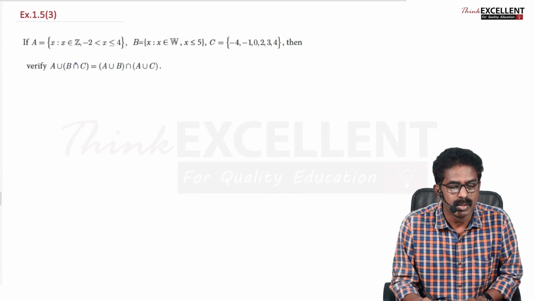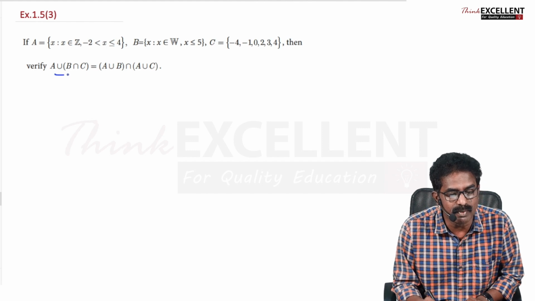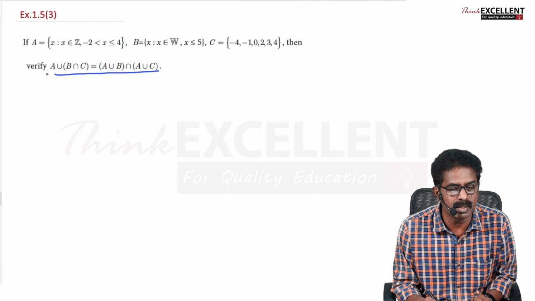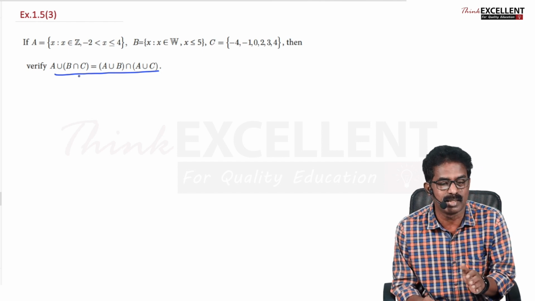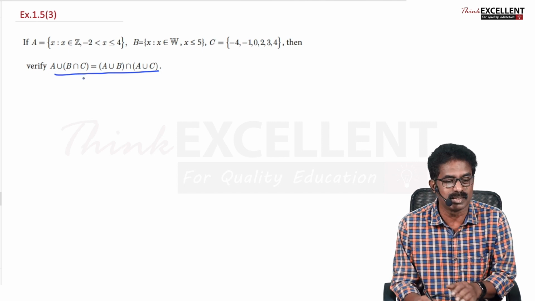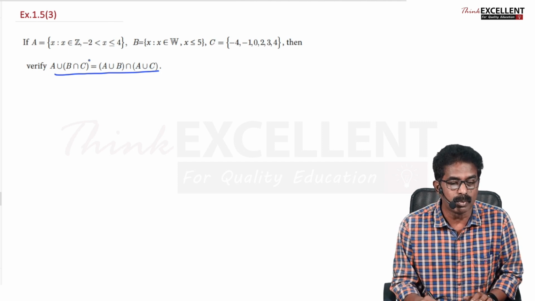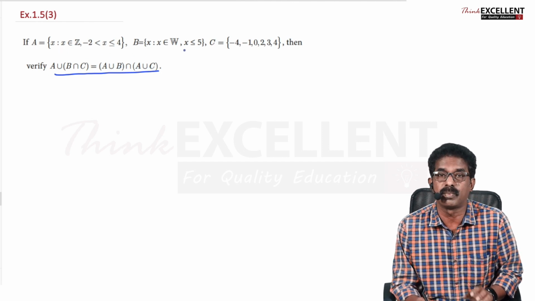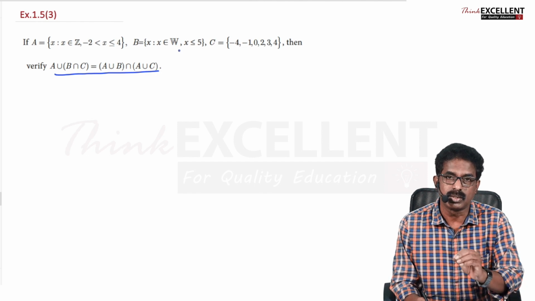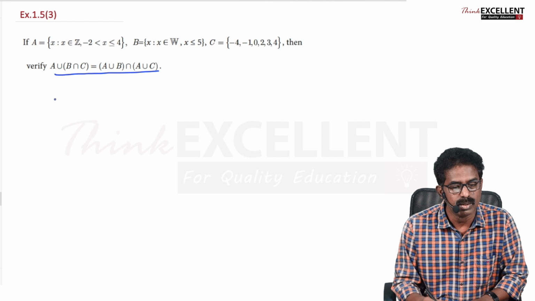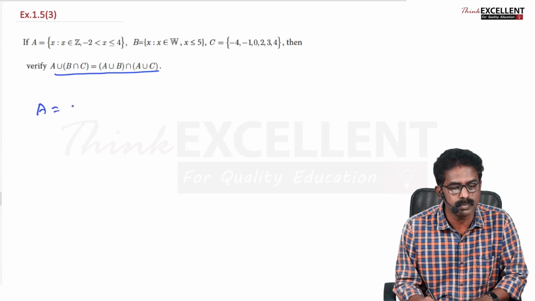Okay, now let's go for the next question. See, here verify, they have given this. Only that you have to verify. What's the name of this property? One union, one intersection: A union (B intersection C) equals (A union B) intersection (A union C). Similar to what we did now, but the only thing is it is not given in roster form, it is given in set builder form. So I'm going to explain how to write in roster form, then I'm going to leave it to you.